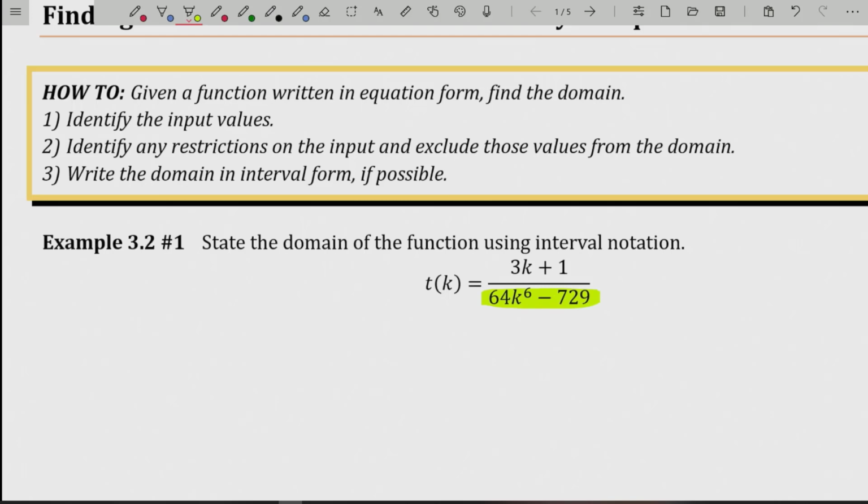I'll go ahead and erase this. And let's factor, because that's really what you're going to do with any type of function. You're going to say, well, I need 64k to the 6th minus 729 to not be 0. Or along the same lines, you could decide, I'm going to set this equal to 0 and find out what causes that. You could do that either way.